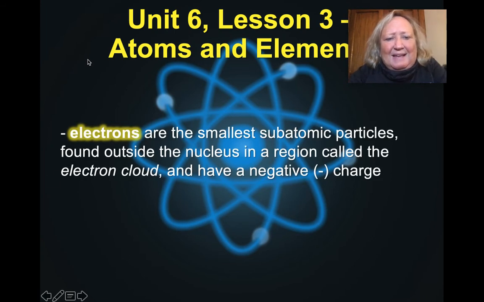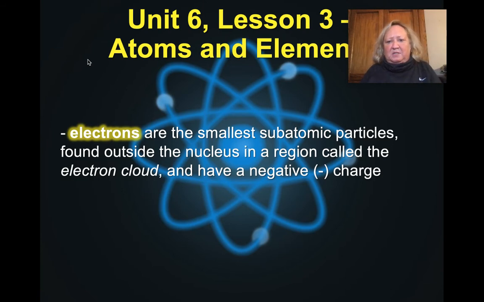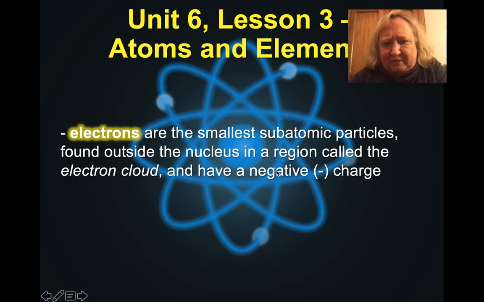All right, the last thing in the atom are the electrons, and they're the smallest subatomic particles in the atom. They are found outside the nucleus, in an area they call the electron cloud. It's just kind of a cloud that floats around. We'll look at that in a second. And they are negatively charged.